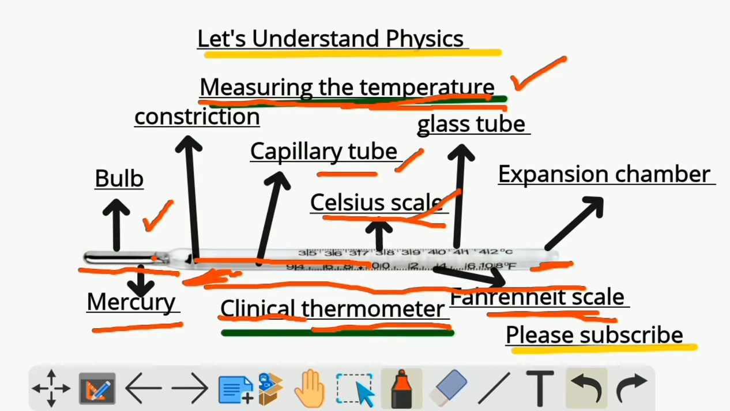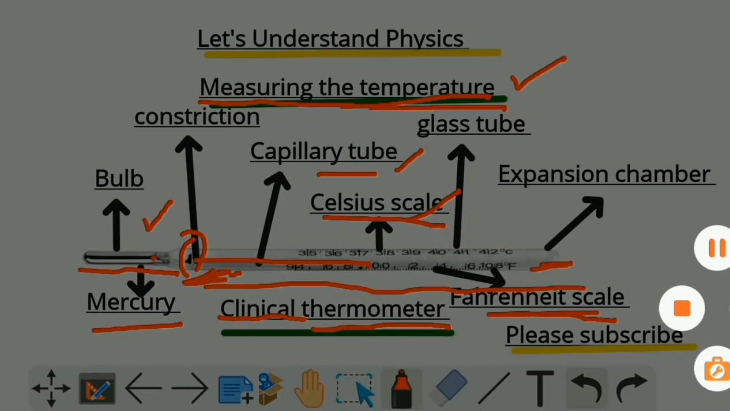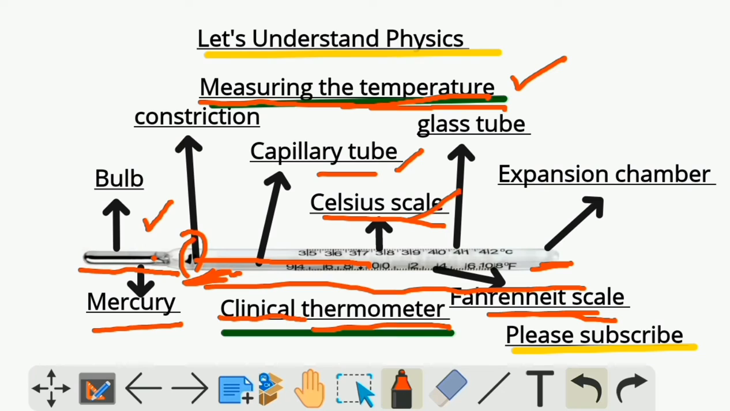I hope all of you understood this. Now in the construction there will be a small constriction. Constriction means a small narrow gap. We call it a kink. This kink will be bent so that whenever the mercury has expanded to some number on the scale, we have to read it once the thermometer is removed from the mouth, isn't it? Once you remove it, the mercury should not fall down to the bulb. That's why there is a kink in the construction of the thermometer, so that it will not fall down till you observe the reading.